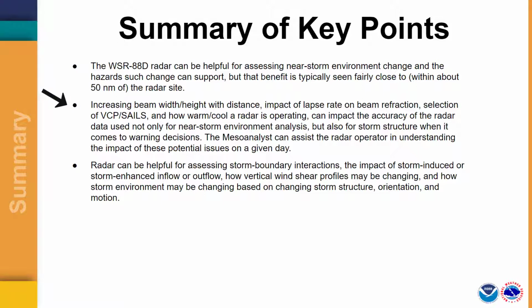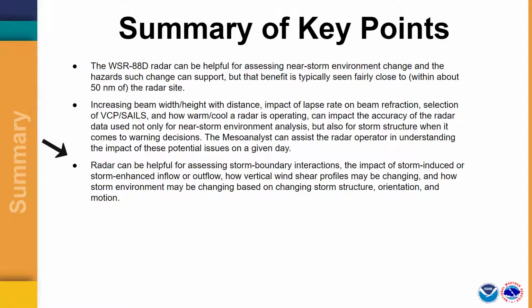Increasing beam width and height with distance, impact of lapse rate on beam refraction, selection of the VCP or SAILS used, and how warm or cool a radar is operating can impact the accuracy of the radar data used not only for near-storm environment analysis, but also for storm structure when it comes to warning decisions. The mesoanalyst can assist the radar operator in understanding the impact of these potential issues on a given day.